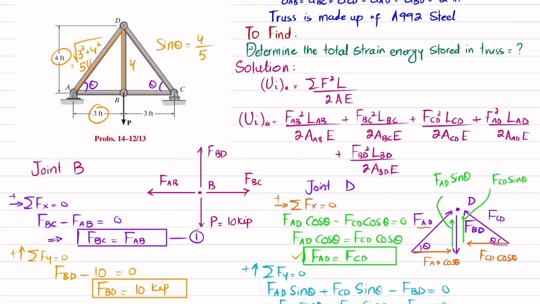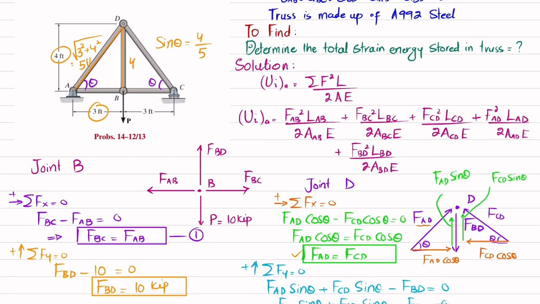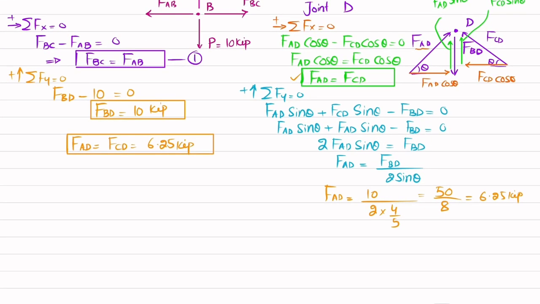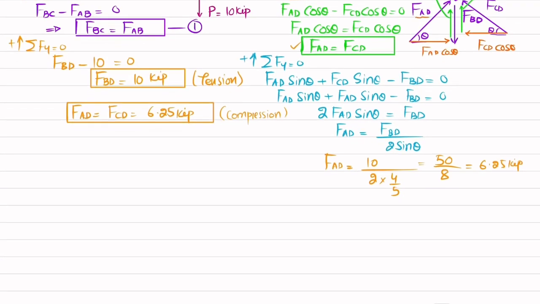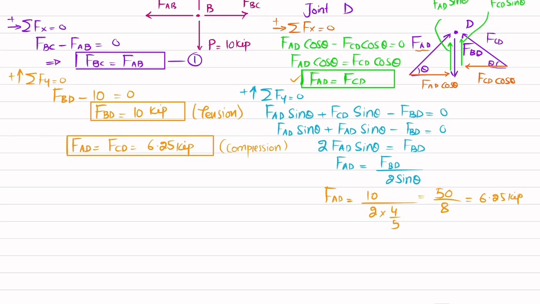So let's go back. This is FAD, this is FCD. And due to this load, these two members will be in compression. So I will write it over here, compression. And this FBD will be in tension. How? Let me show you. You can see due to this load, this member BD will be in tension. Okay. Now we have this FBC is equal to FAB.